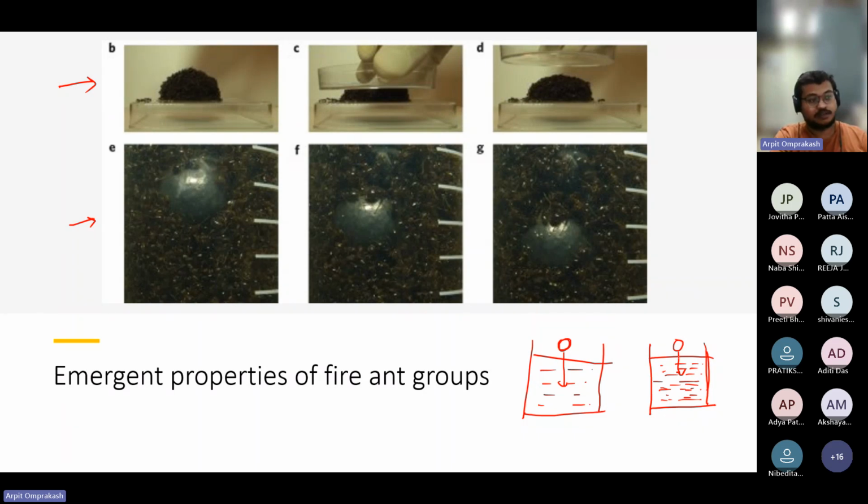So basically, this is a measure of the viscosity. So a single ant does not have any viscosity, but if you put together a group of ants, then it has some amount of viscosity and fluid properties because now you can put a metal ball and it will pass through it like it was passing through a fluid like water or honey. So two emergent properties here. One is elasticity and the other one is viscosity.